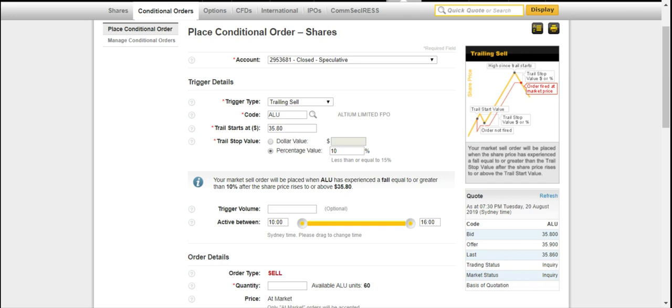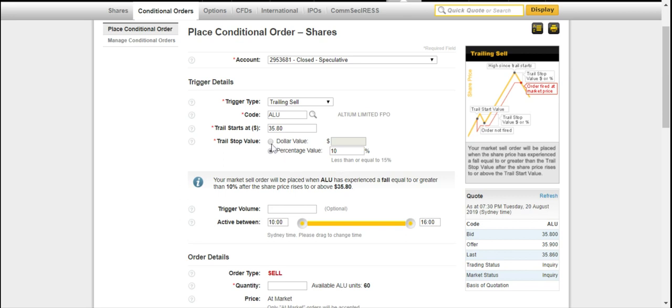So when I first buy a stock, I set a stop loss at 10%. But once the stock is up, say 5 to 10%, then what I'll do is I'll increase that to 15. And 15 is the maximum that you can use on CommSec. So that's just the way that CommSec works. But I think with other brokers, you might be able to set it to a greater value.